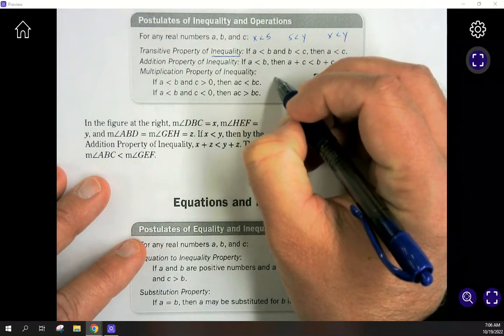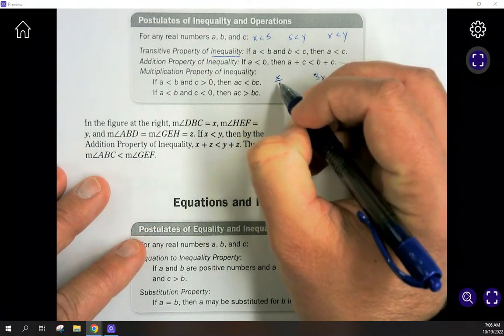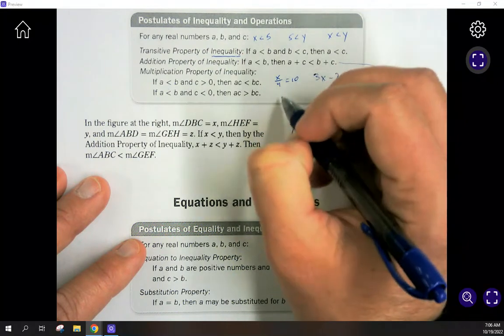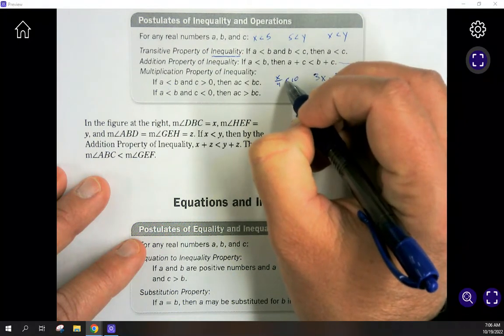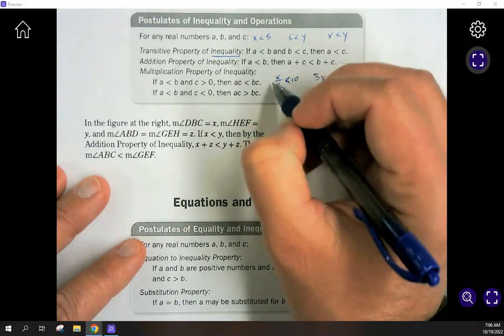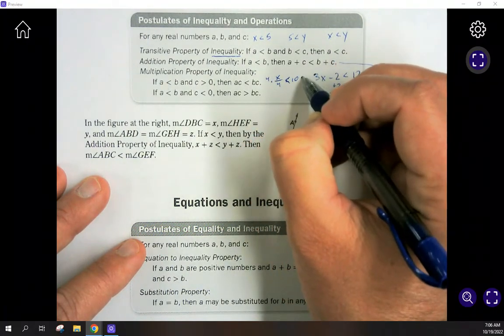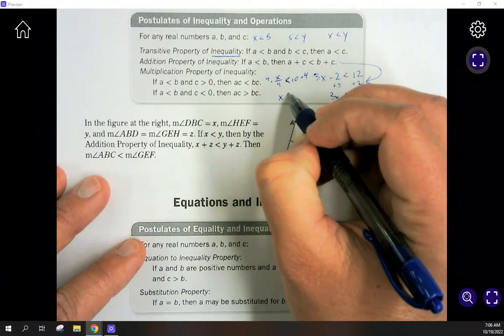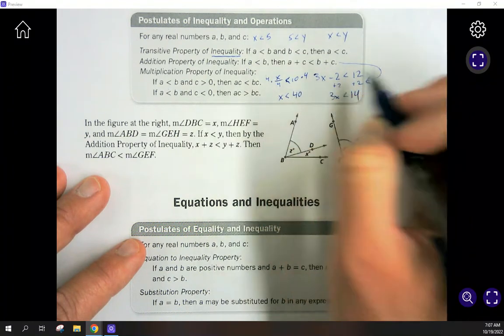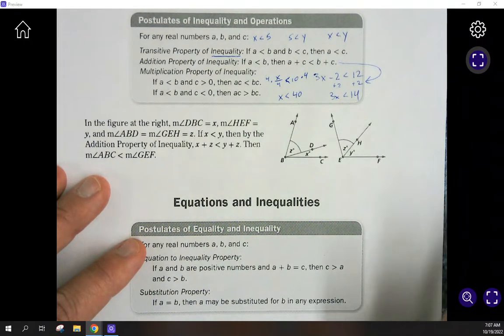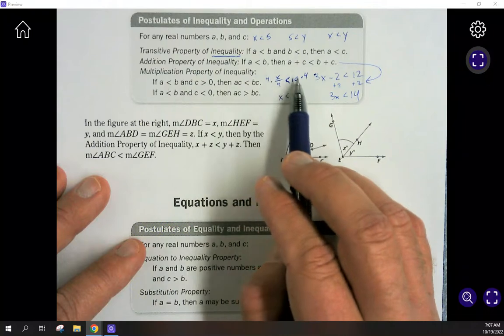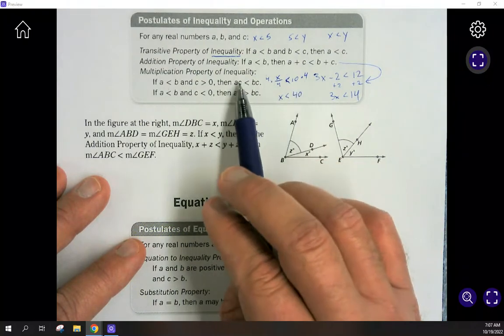So if I have x over 4 is less than 10, I can multiply both sides here, and we know that clears this out, and it maintains that this is still less than. This is still a true statement. That's all this is saying. As long as c is greater than 0, this number that you're multiplying both sides by, you can multiply and it maintains its inequality.